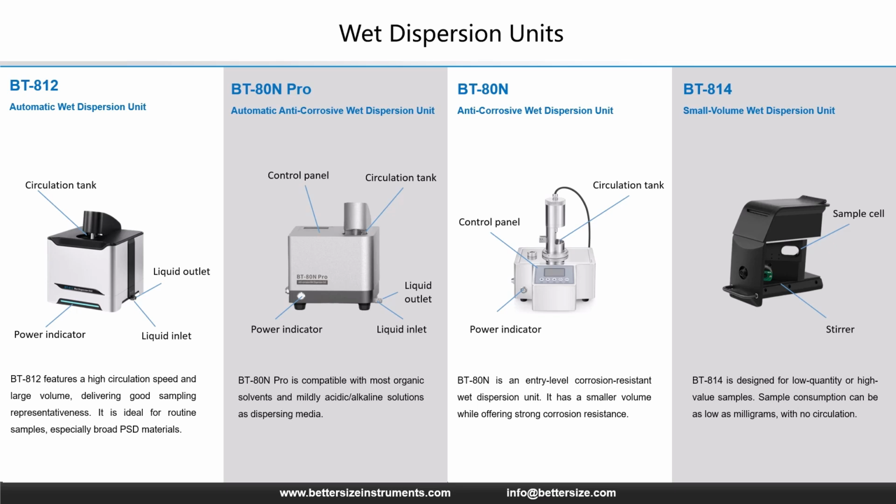However, when chemistry or scarcity dictates constraints, we swap the module. The BT80N series provides chemically resistant pathways for organic solvents and acids, while the BT814 handles high-value microsamples. By removing circulation lines, the BT814 requires only milligrams of powder, making it indispensable for R&D when sample quantity is limited.